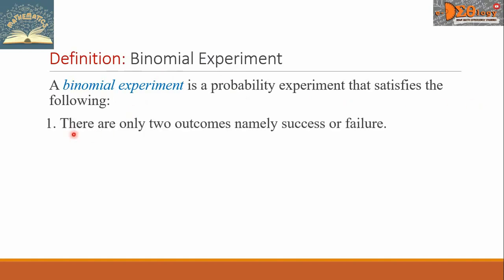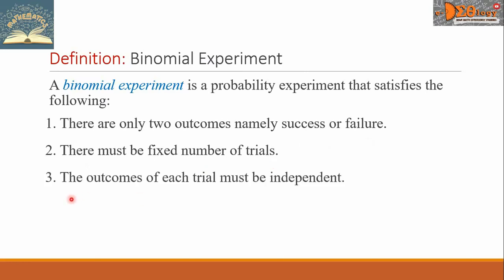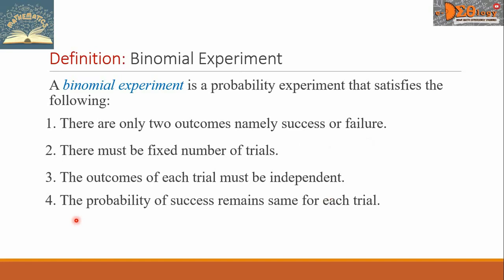Number 1, there are only two outcomes, namely success or failure. Number 2, there must be a fixed number of trials. Number 3, the outcomes of each trial must be independent. Number 4, the probability of success remains the same for each trial.